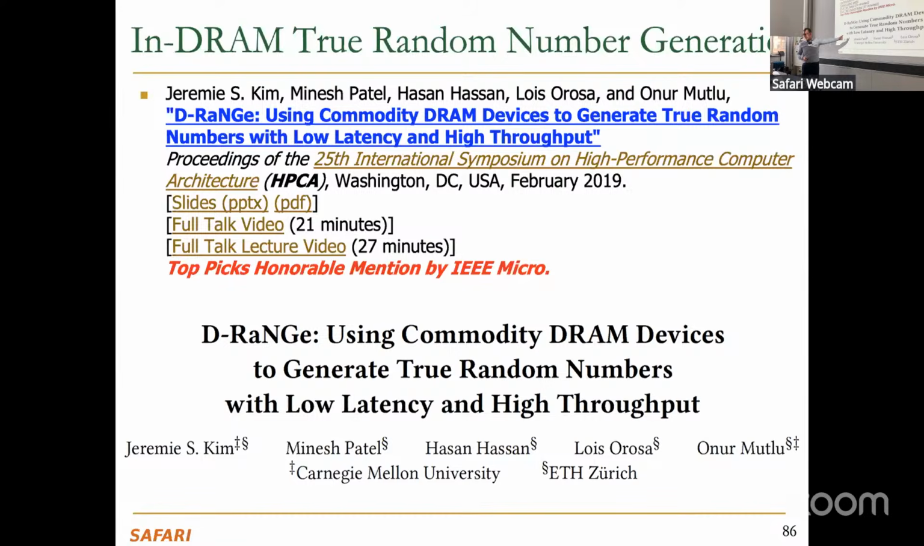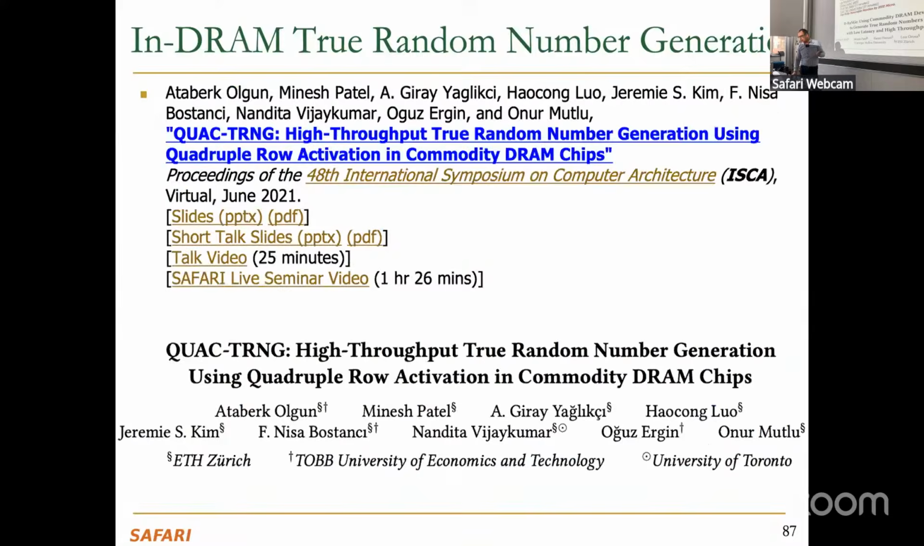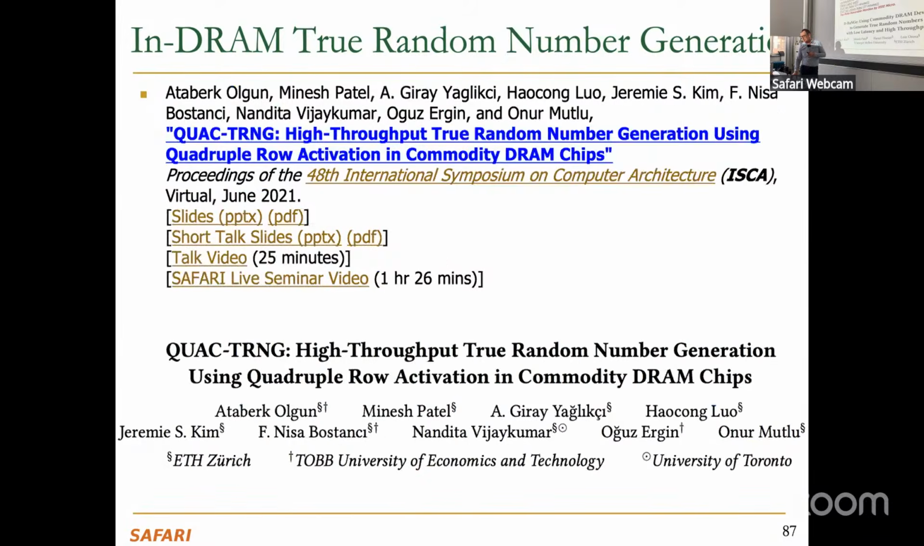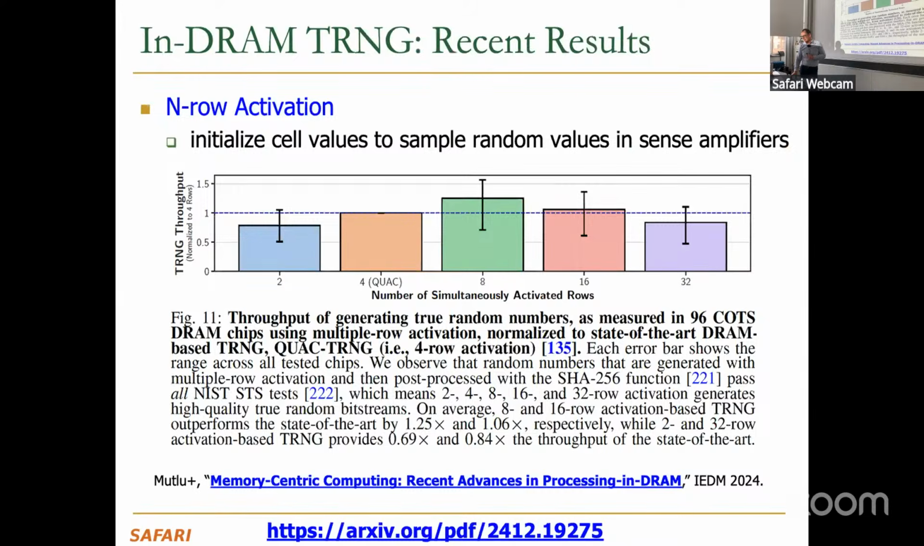So this is also a demonstration on real DRAM chips. Even before that, we demonstrated that you can do physical unclonable functions. I guess that's a different slide. That was in HPCA 2018. But later works demonstrated that using concurrent row activation, like 4-row activation or 2-row activation or 32-row activation, you can actually generate random numbers. This is more recent work.